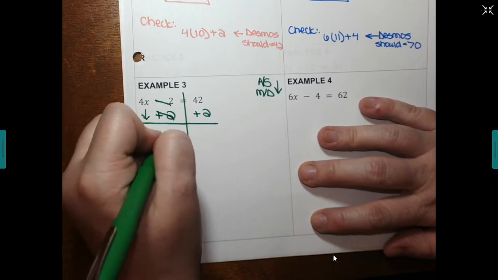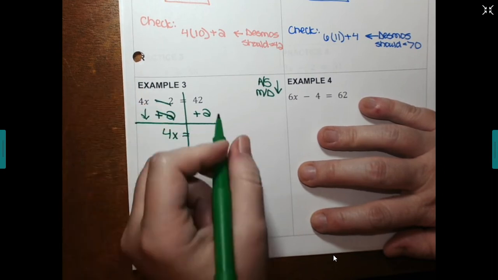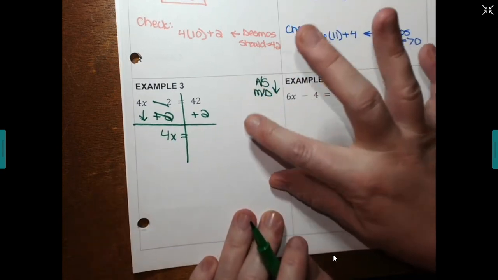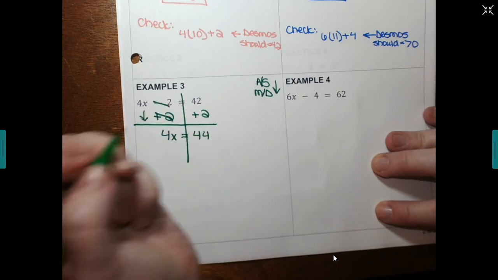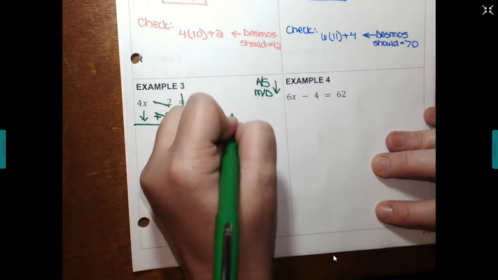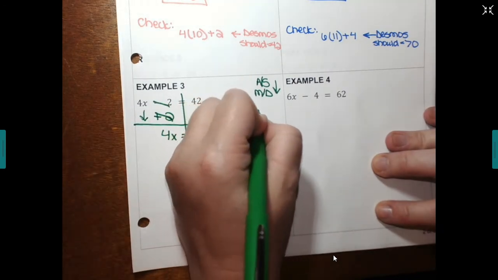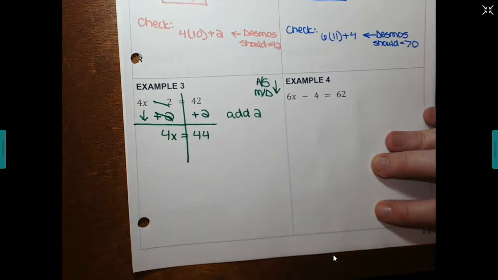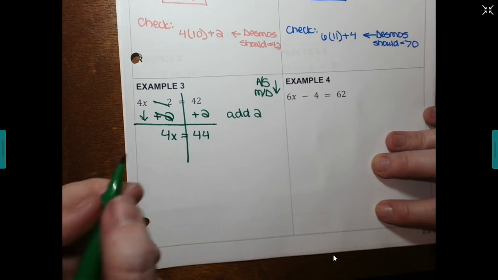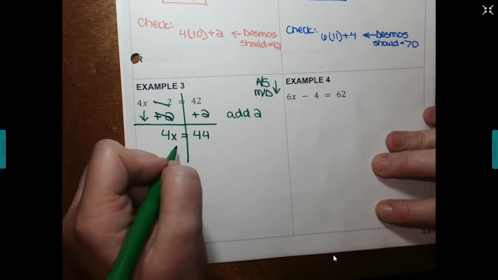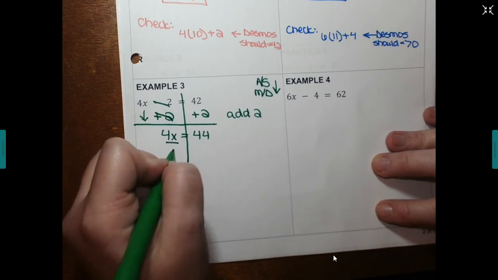My 4x comes down. 4x equals 42, 43, 44. And our first step here was to add 2 to both sides. Okay. See if you can figure out what the next step is. You got it. Divide both sides by 4.